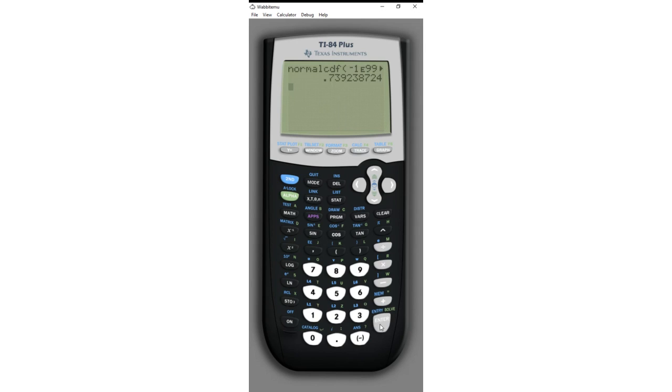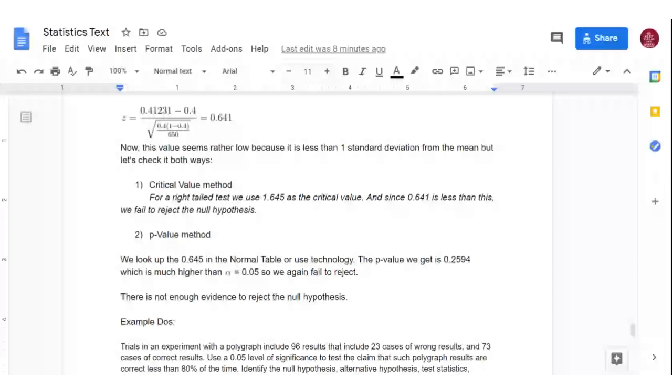So again, we got that, but remember it's a right tail test, so we got to do the 1 minus. If you get a huge value like that that's over 0.5, that's an indication we didn't remember to do the 1 minus. So 0.26, really, really high. That's definitely greater than 0.05. So again, by both counts, we fail to reject. So there's not enough to reject the null hypothesis.